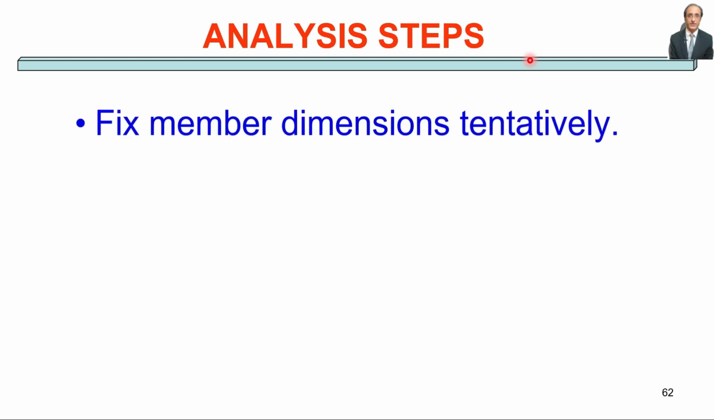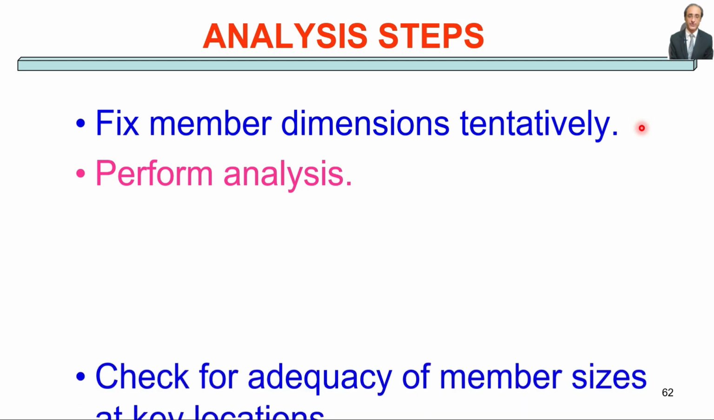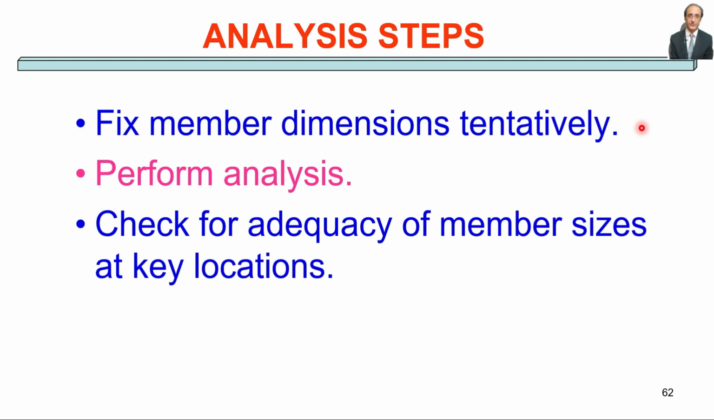So first of all, we have to fix member dimensions tentatively. Once we have done that, we can do structural analysis. Once we have the structural analysis, we get moments, axial forces and shear forces, so we can check the adequacy of the member sizes at critical locations. If the member sizes are fine, we take the analysis as final. If we find that the member sizes are either undersized or oversized, we need to revise the member sizes and perform the analysis again.